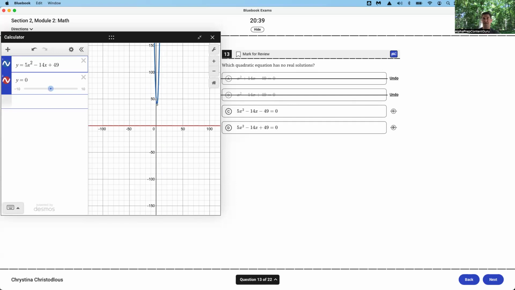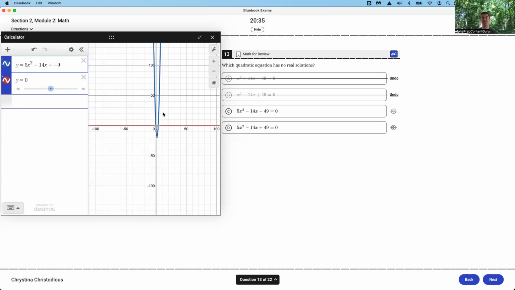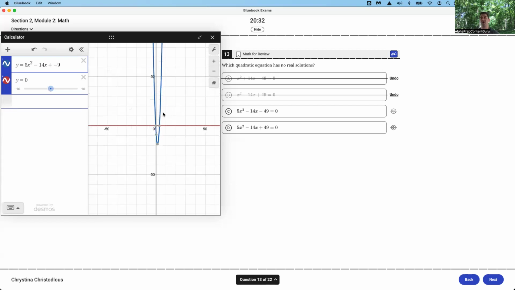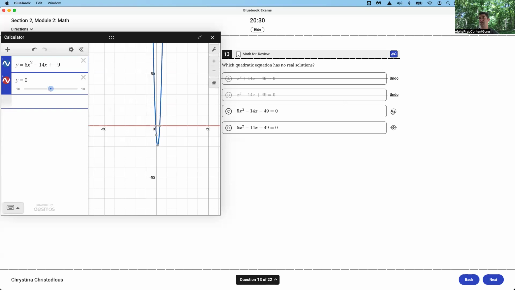Minus 14x, minus 49, just change this to a minus. There are definitely 2 solutions. You can see that. It crosses twice. It's not C. Let's hope it's D. All I have to do now is turn this into, hold on a second. This is minus 49.